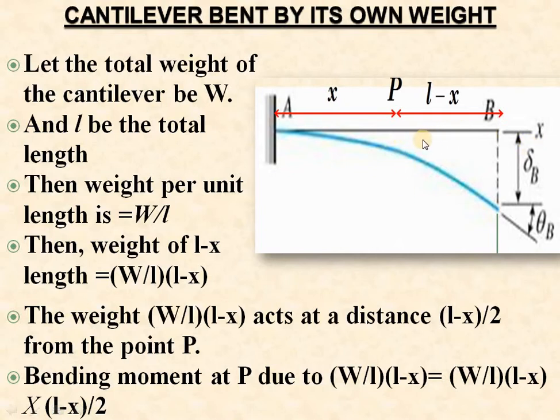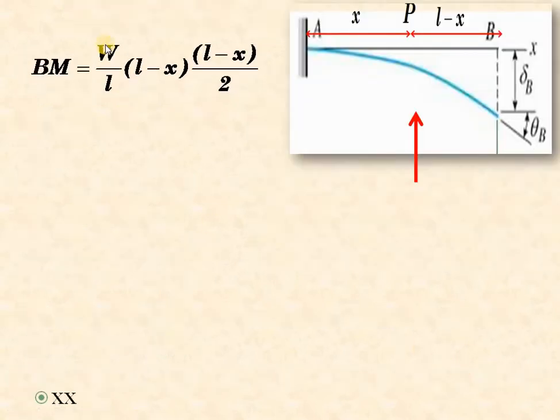Because that is not effective. Effective is average, half of that. So we take it L minus X by 2. So moment is simply W by L into (L minus X) into (L minus X) by 2. This is called bending moment, and we very logically explained how this expression is coming.